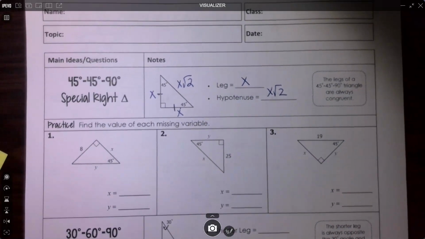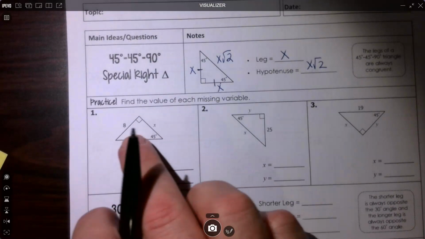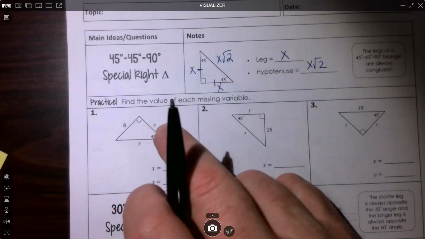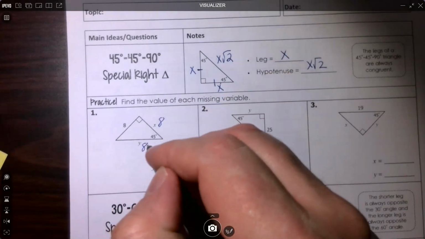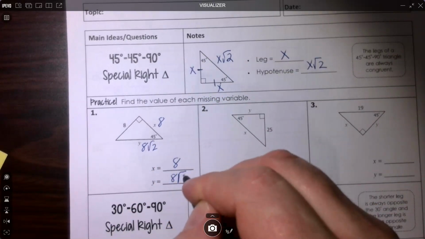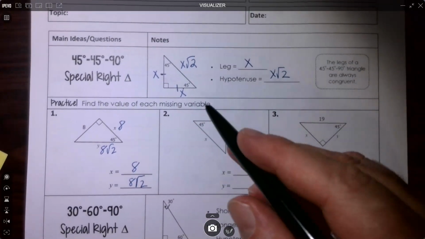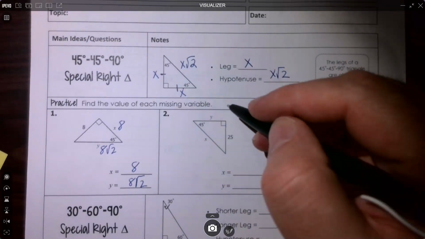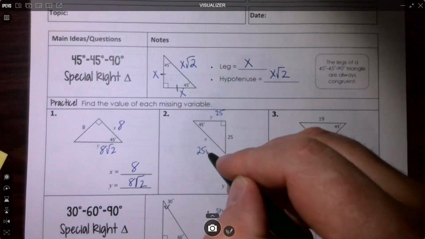Okay, so let's do number 1. The side opposite 45 is 8. So that means that this guy is also 8, and then this one would be 8 square root 2. And that's all you have to write. Doing this next problem, the side opposite 45 is 25, so this guy also has to be 25, and this one's going to be 25 square root of 2.